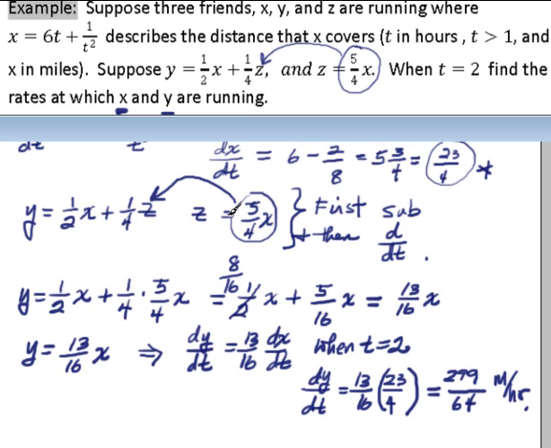So we answered the two questions. We found dx/dt when t is equal to 2 up here, just substituting into this derivative. And then to get dy/dt, we relied on this equation, getting rid of the z, and we were able to find what dy/dt is since we already had figured out dx/dt. Okay, so those are our two answers to this problem.